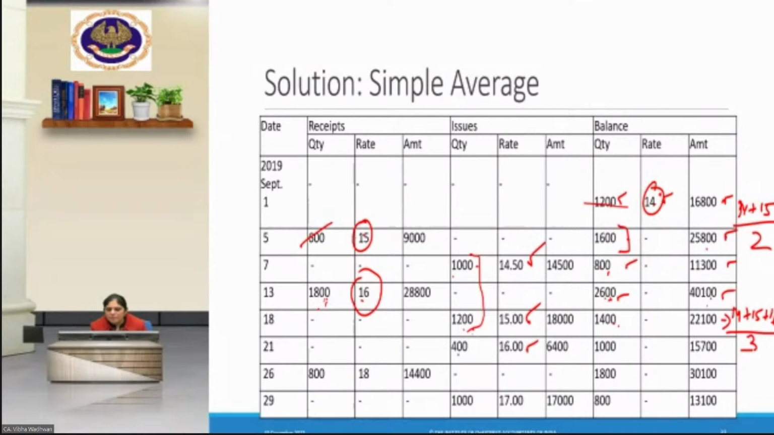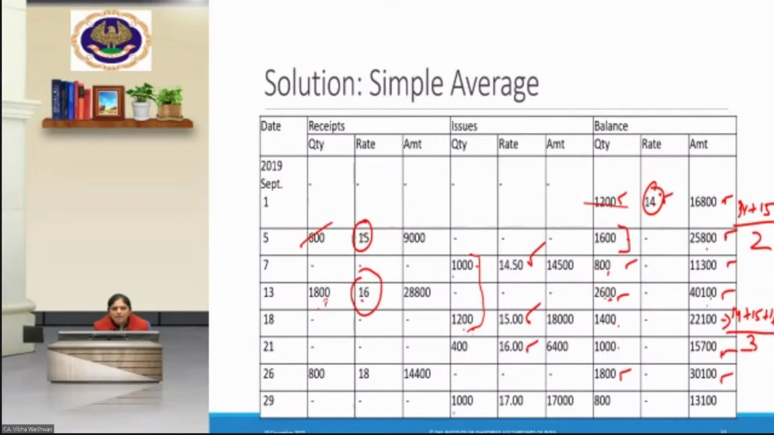So 1,400 minus 400, 22,100 minus 6,400. So this is the balance left. All right. Now again, we have a new lot on 26th of September. So for the new lot, add the quantity to the quantity. So 1,000 was the balance plus 800. So we are left with 1,800. Add the amount to the amount. Every receipt will increase the balance. Every issue will decrease the balance. Add the amount to the amount, 15,700 plus 14,400. So this is the balance of stock.